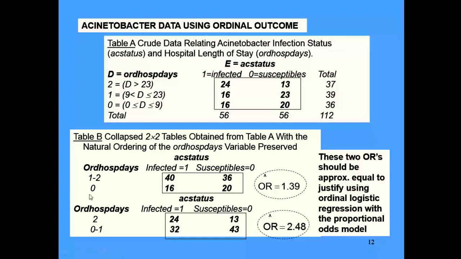Now, if I compute the odds ratio for these two tables, they are 1.39 and 2.48. And I said these two odds ratios should be approximately equal to justify using the ordinal logistic regression model with a proportional odds model. Are they approximately equal? They're terribly not equal, right? So it looks like if I wanted to do this analysis with the crude data, I couldn't do the proportional odds model. I'd have to do something else, like Polytomous or something like that.